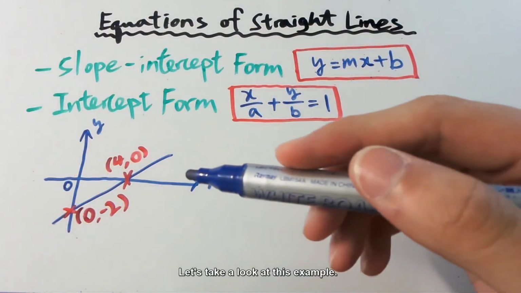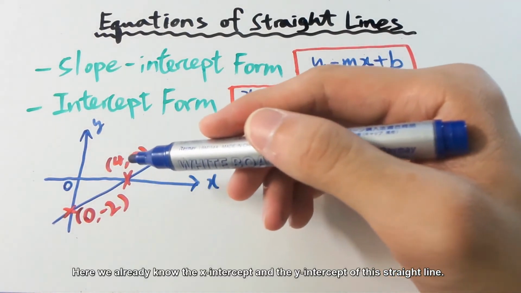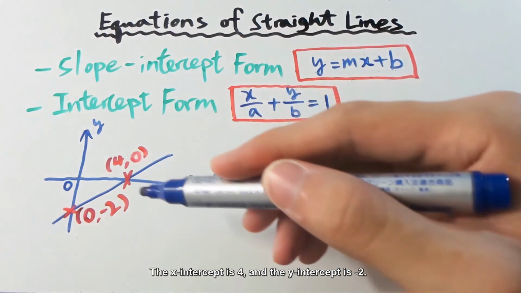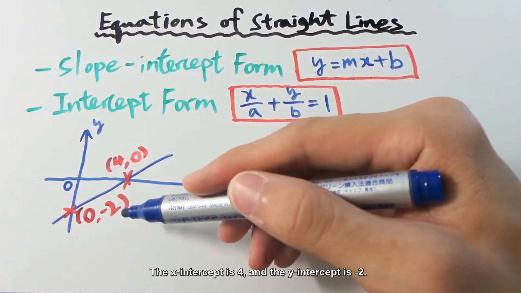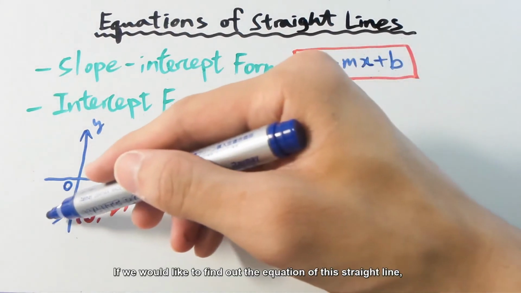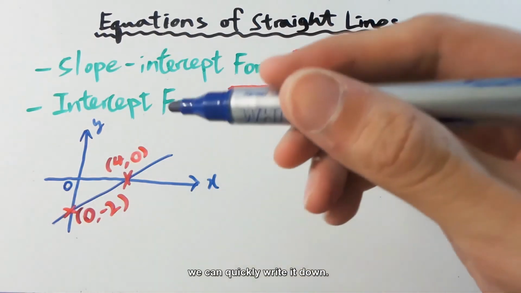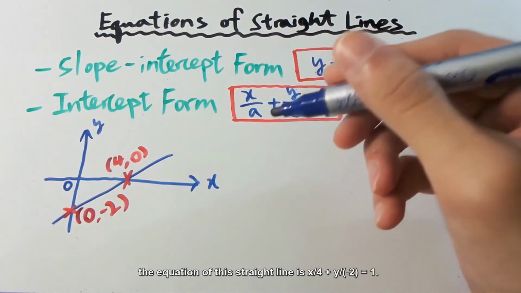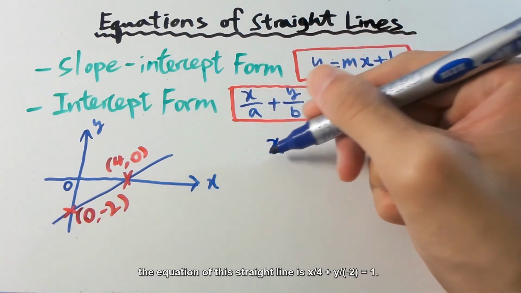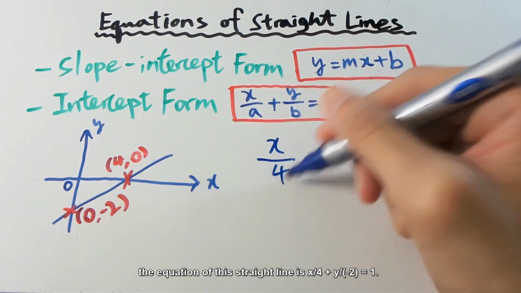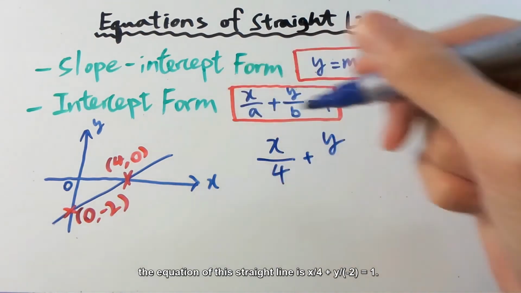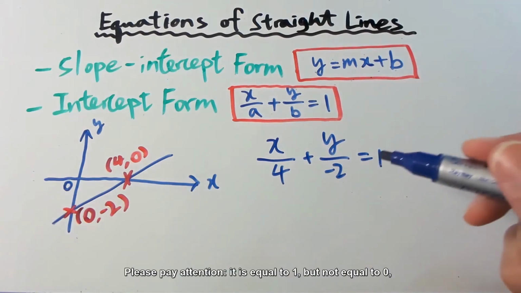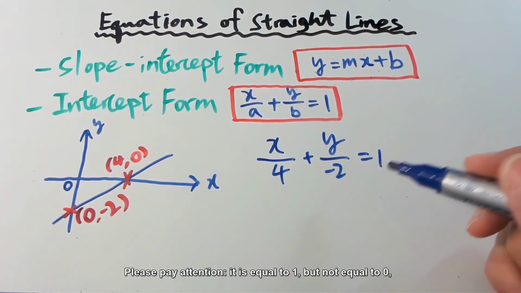Let's take a look at this example. Here we already know the x-intercept and the y-intercept of this straight line. The x-intercept is 4 and the y-intercept is minus 2. If we would like to find out the equation of this straight line, we can quickly write down, according to the intercept form, the equation of this straight line is x over the x-intercept, which is 4, plus y over the y-intercept, which is minus 2, equals 1. Okay, please pay attention. It is equal to 1, but not equal to 0.